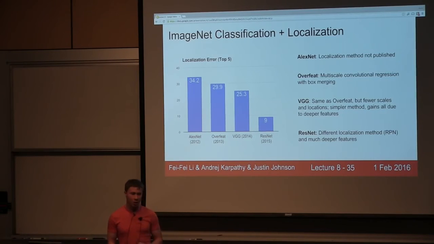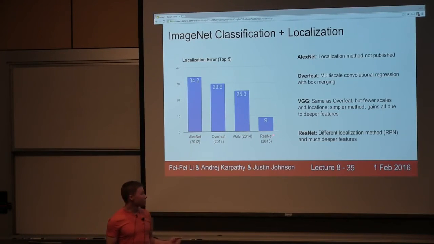And VGG actually used basically exactly the same strategy that OverFeat did. They just used a deeper network. And interestingly, VGG used fewer scales. They stamped that network out in fewer places and used fewer scales. But they actually decreased the error quite a bit. So basically, the only difference between OverFeat and VGG here is that VGG used a deeper network. So here we can see that these really powerful image features actually improve the localization performance quite a bit. We didn't have to change the localization architecture at all. We just swapped out a better CNN, and it improved results a lot.